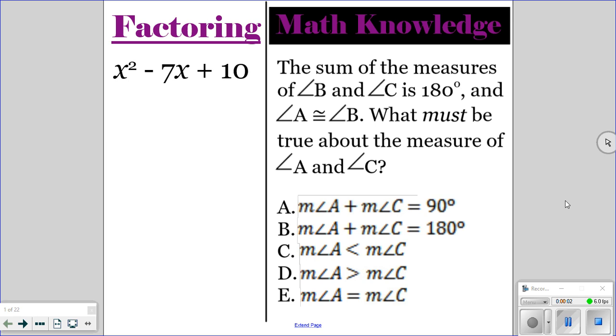Alright, so y'all go ahead and do the factoring and the math knowledge question for today. Pause the video, and then once everyone is finished, you can unpause the video and I'll go over the correct answers. So for the factoring, you're going to have x minus 5 times x minus 2.